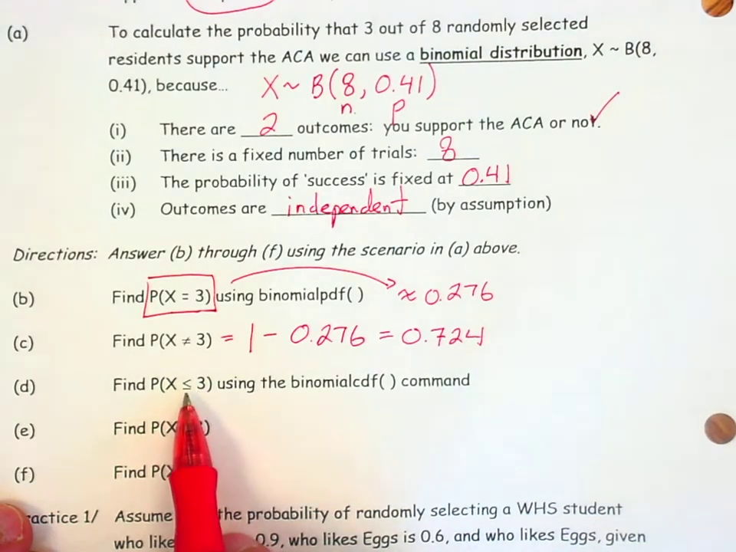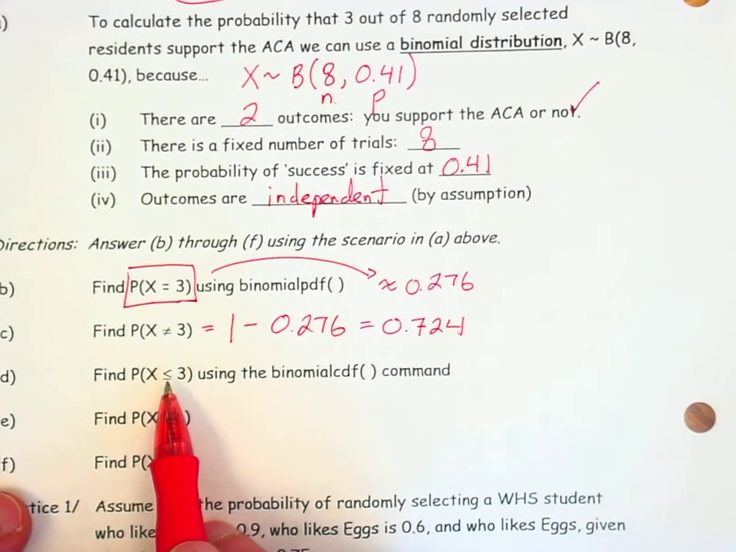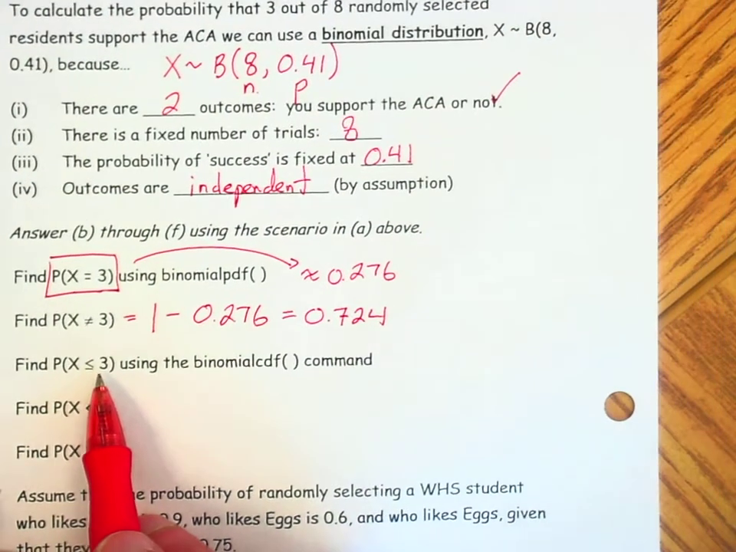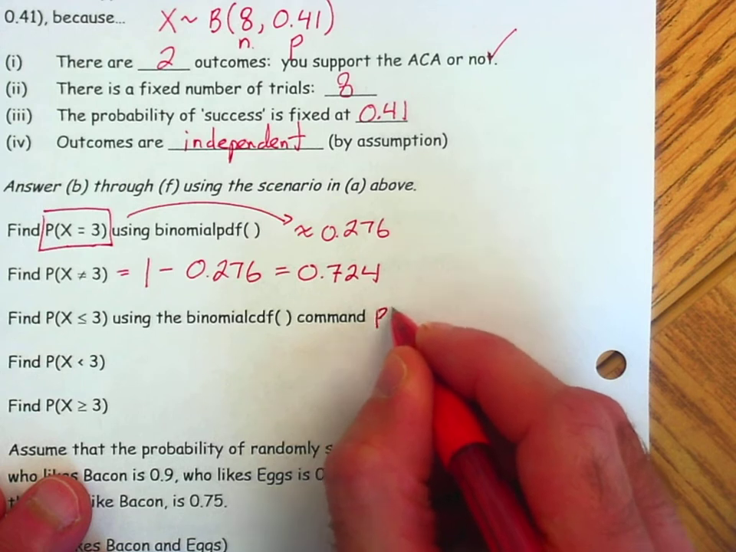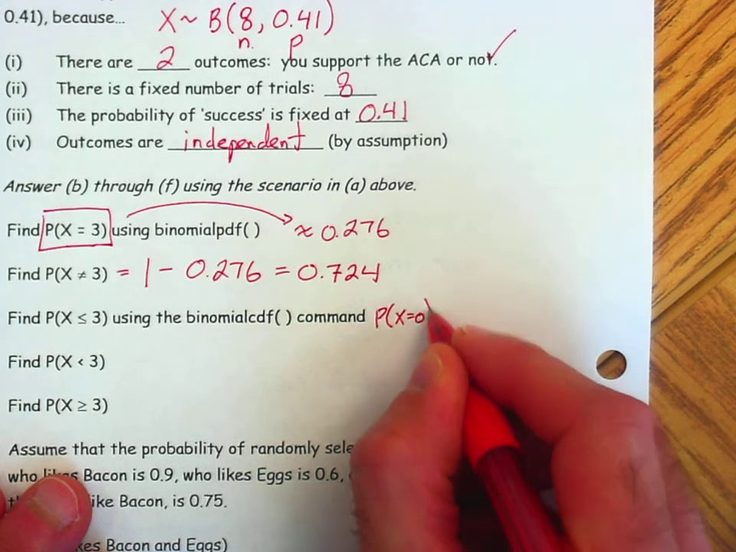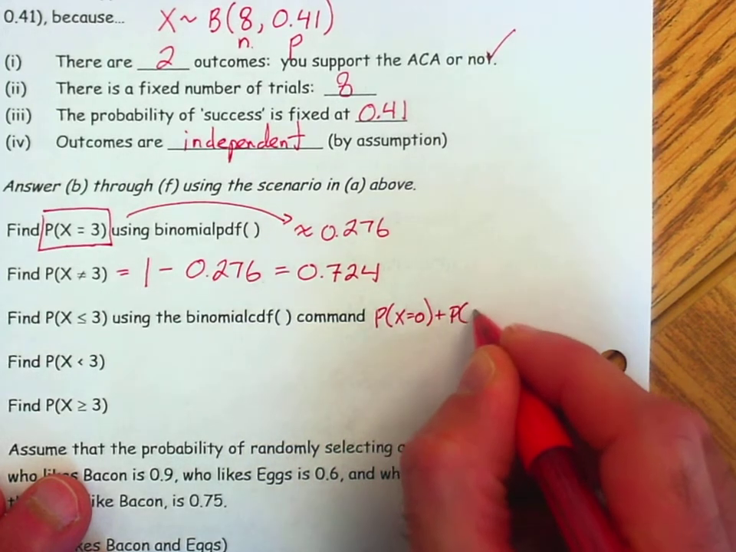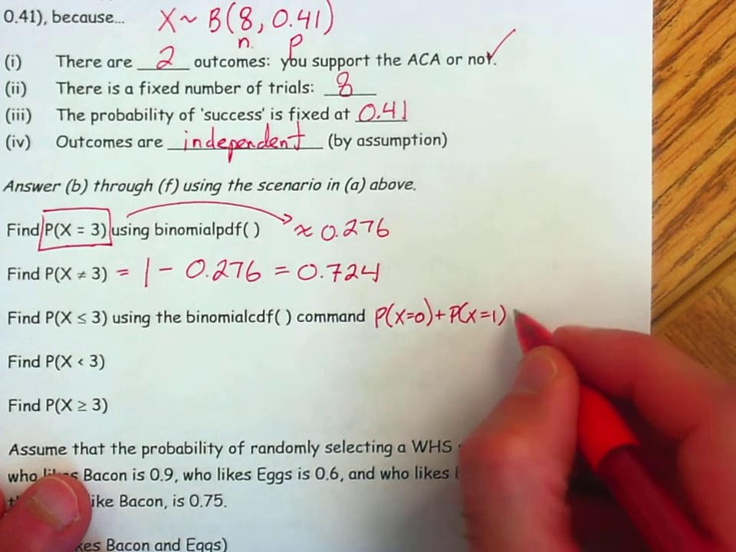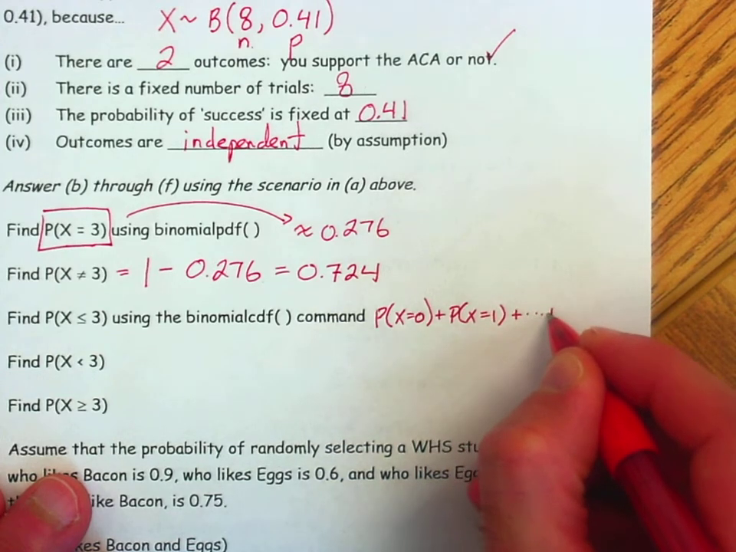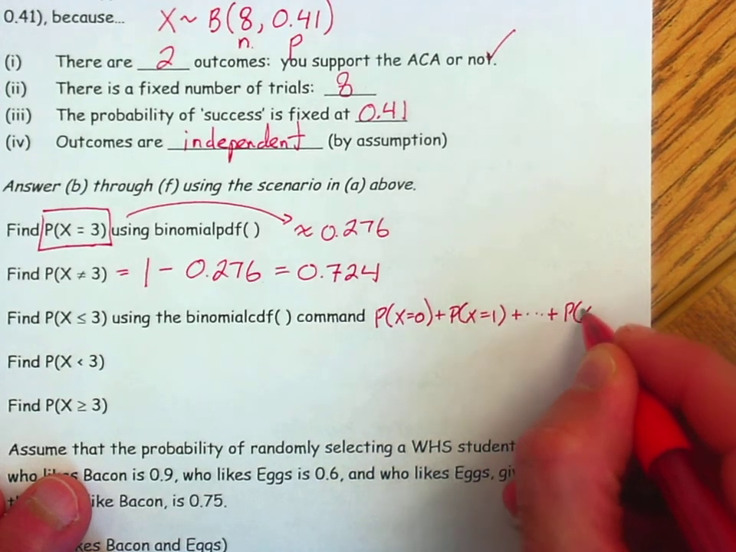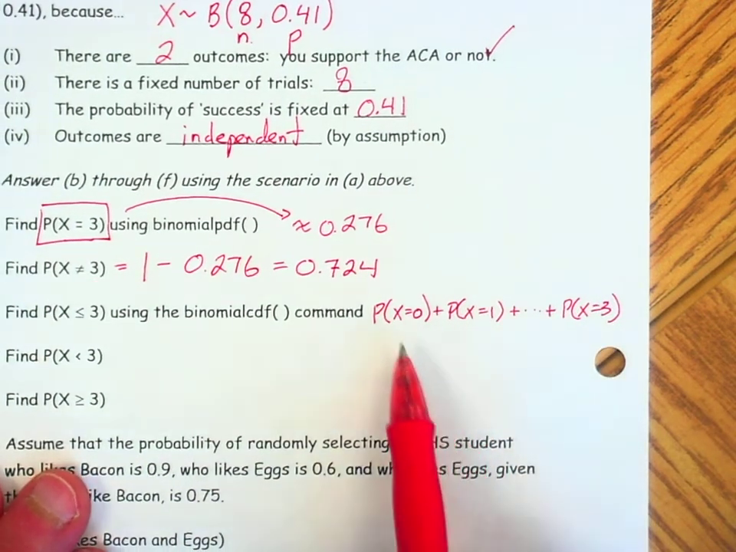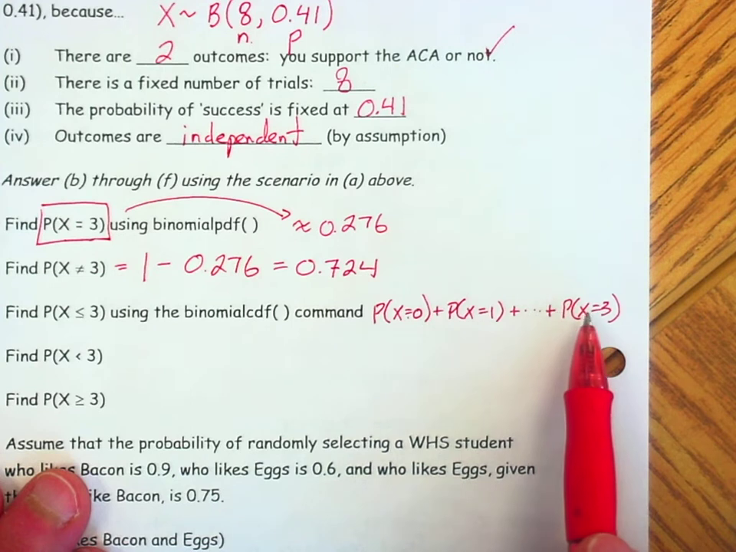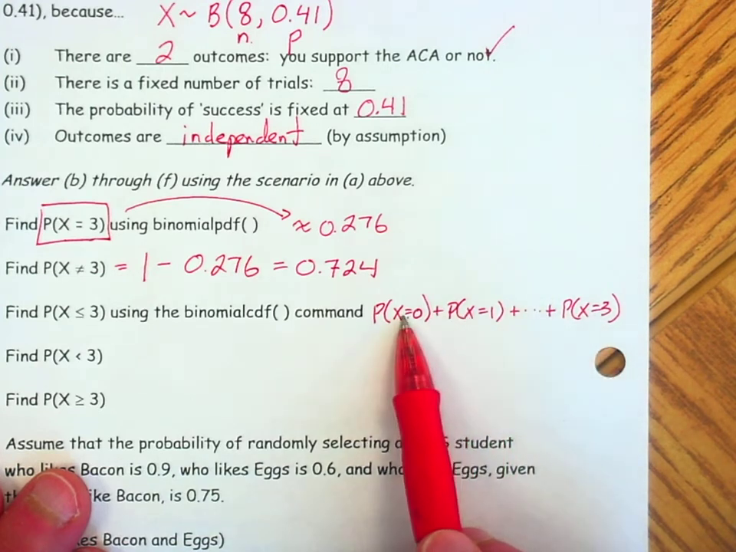So here we're looking for an entire range of options. You don't normally have to take the time to write it out, but I'm going to do this. This includes the probability that X equals 0, plus the probability that X equals 1, plus the probability that X equals 2, all the way on up to the probability that X equals 3. So if you wanted to, you could use the binomial PDF command and calculate all 4 of those outcomes separately.